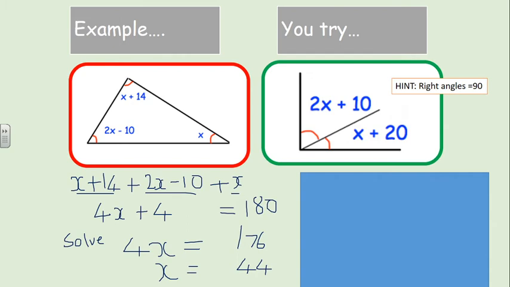Right, then there's one for you to try on the right-hand side. Okay, so start by writing down what you know, grouping them, and then solving. I've given you a hint that the right angles make 90, so that'll be what the number on the right-hand side will equal. So have a go at that, and then come back for the answer afterwards. So you want to pause me now.